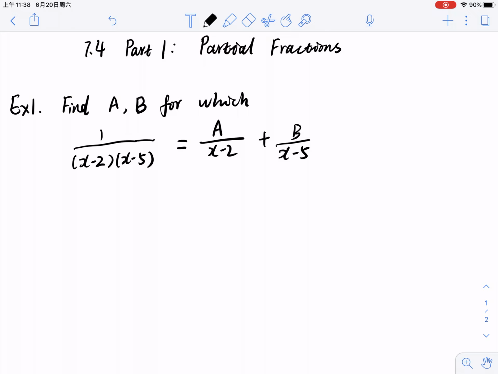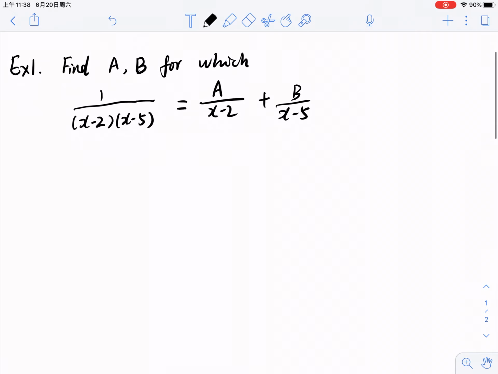So now let's talk about the method of partial fractions. This is a method for rewriting certain rational functions in a way which makes them easier to integrate. So now let's look at an example. Find A, B for which 1 over (x minus 2)(x minus 5) is equal to A over x minus 2 plus B over x minus 5.